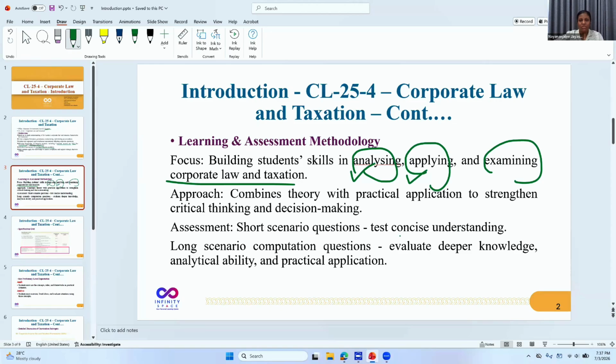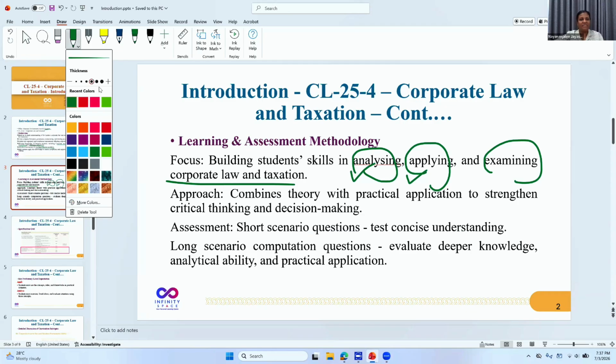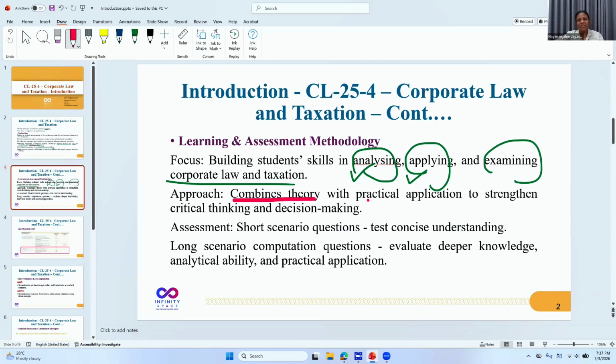What's the approach? It's a combined theory with practical application. This is what is expected, very clearly: it combines theory with practical application to strengthen critical thinking and decision making. You are a decision maker, not just number crunching. You are a decision maker. Now, how are you going to apply this to a given scenario? How are the paper questions?